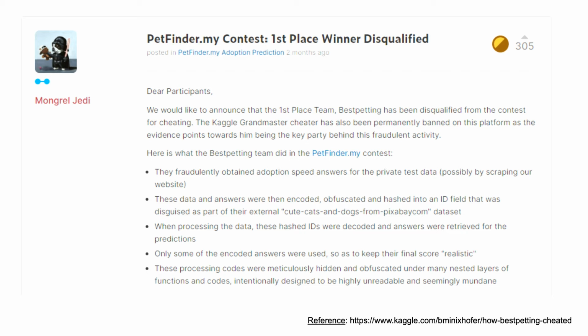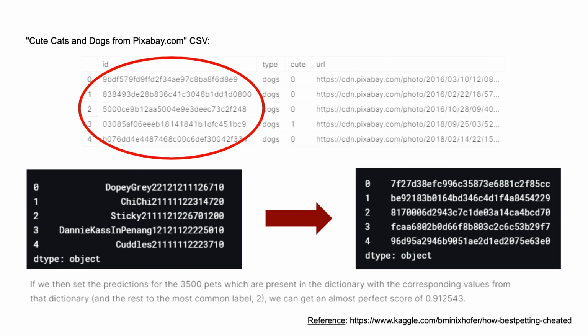So I think that's how, because they are allowed to use external data in order to add more features to the prediction. I guess what he was trying to do with this data set is, maybe given a breed of the dogs, be able to tell how cute that is or something. But he encoded the pet ID and also the true label into that data set. And later on, he just decoded them and then assigned that actual label to their predictions. So that's how he won. And this is how he did it.